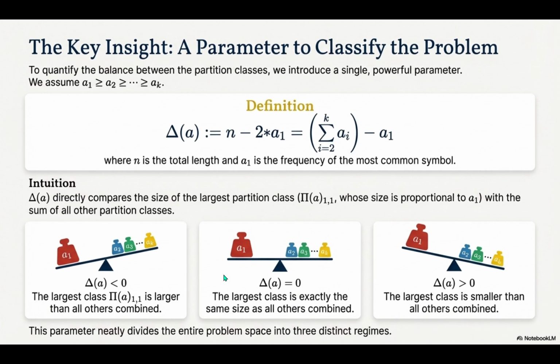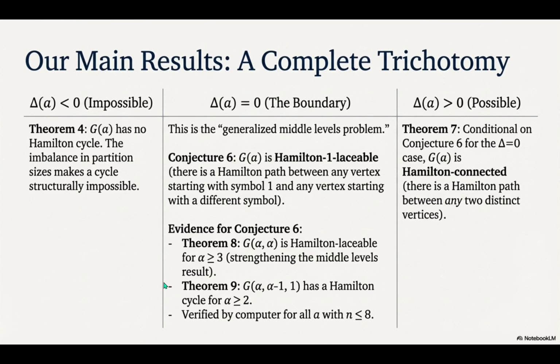Which leads us to the trichotomy. Three clear worlds defined by this one parameter. Let's start with the impossible case. That's the first regime, where delta is less than 0. This means m is so big that the largest bucket is larger than all the other buckets combined. The mass of Station A is just too great. Exactly. The research proves this in Theorem 4. The graph has no Hamilton cycle here. It's structurally broken. The imbalance is just too severe.